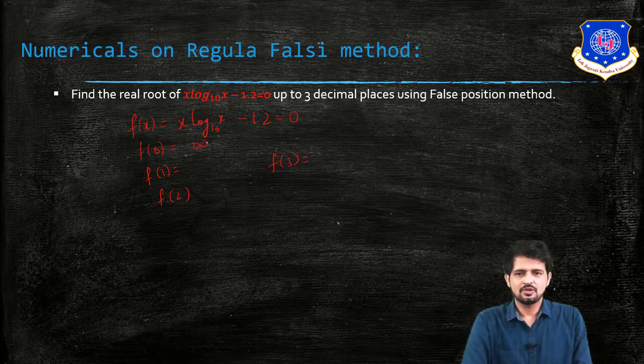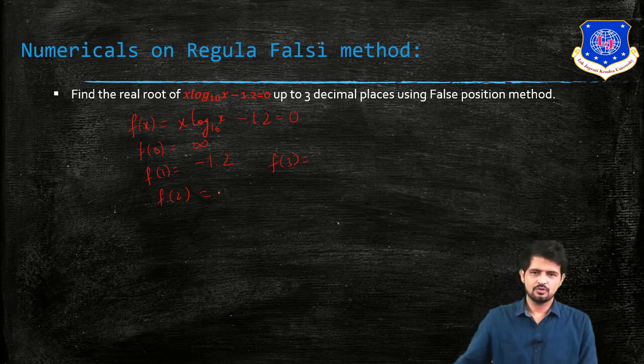See, f of 0 is not defined because log 0 is infinity. F of 1 is minus 1.2. Okay, f of 2. What is the value of f of 2? See, here you have to remember, to find the value of f of 2 you have to take the log.